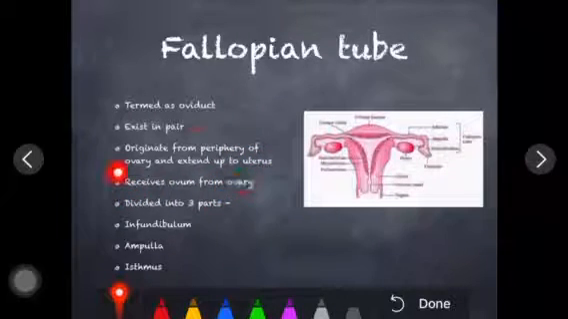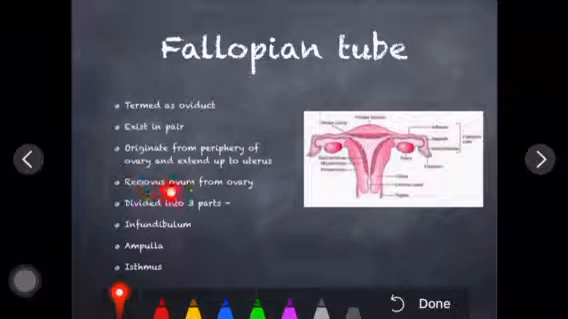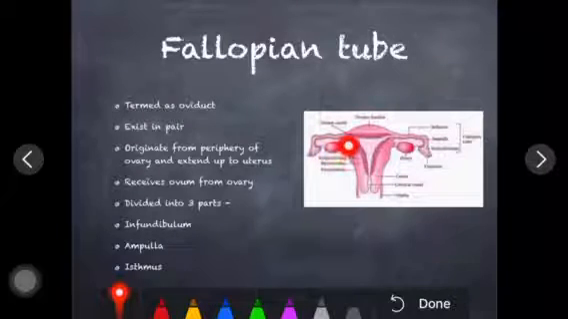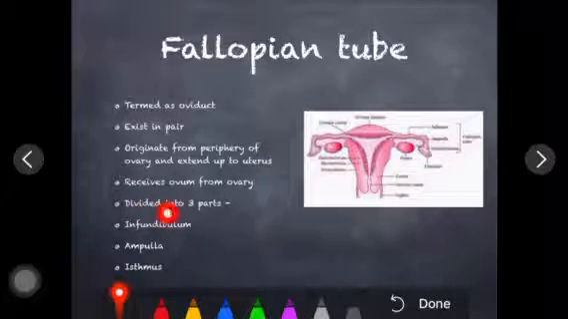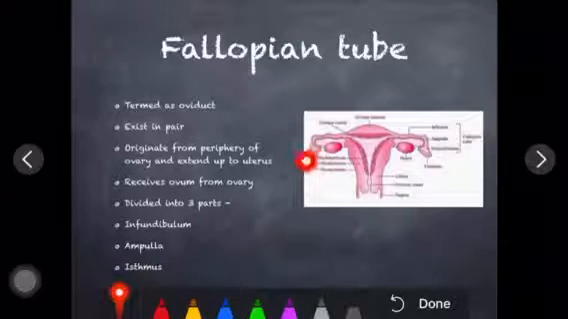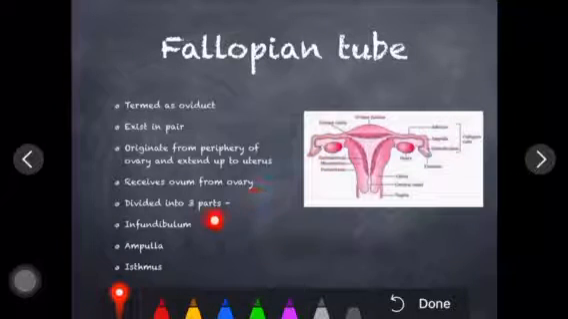Well, if we see the function of the fallopian tube, they both receive the ovum from the ovary. Of course, they are receiving the egg, ovum, or we can call it ova, which is coming from the ovary. Now here the fallopian tube divides into three parts. Here we'll check out the fallopian tubes. There are two fallopian tubes, and they are divided into three parts.